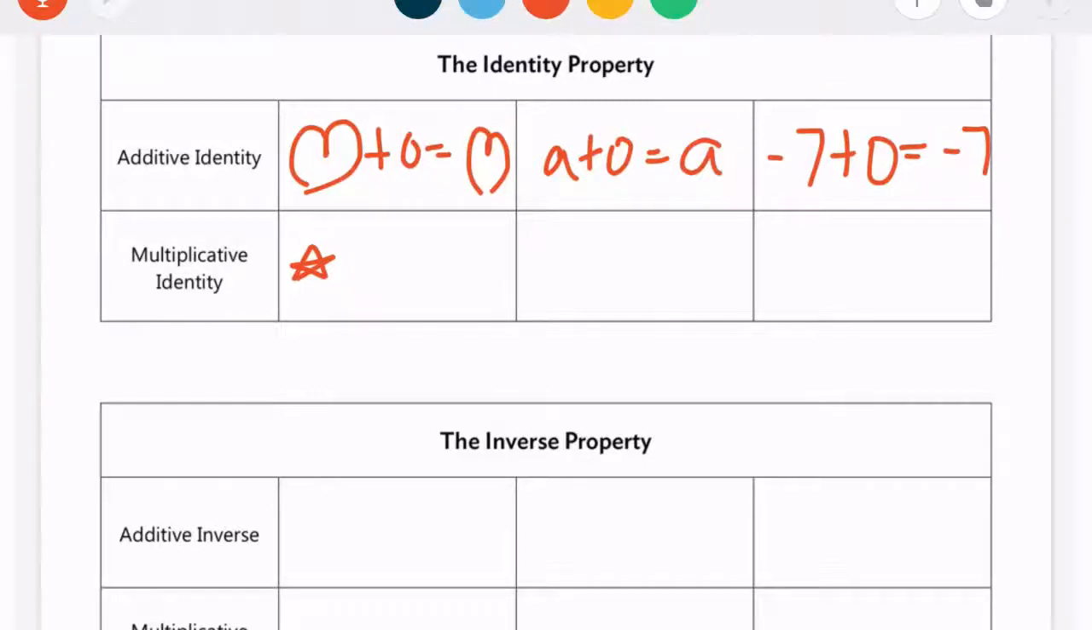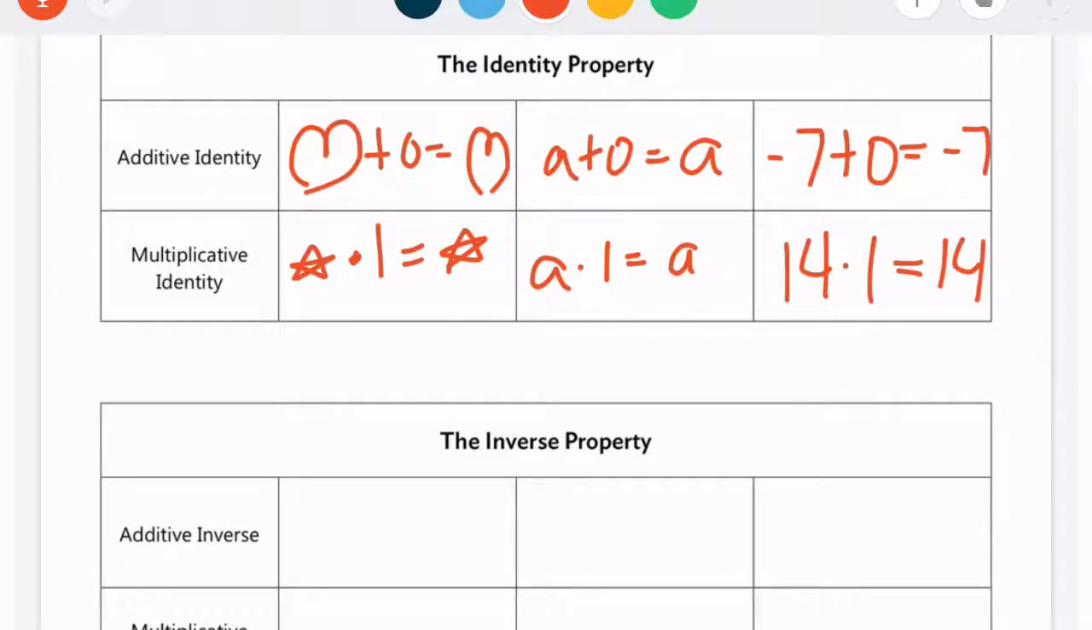Whoops, sorry, that should be a multiplication sign. All right, so for the multiplicative identity, you're thinking to yourself, okay, what can I multiply by? What number can I multiply anything by so it doesn't change its identity? Well, anything times 1 is going to be itself. So star times 1 is star, A times 1 is still A, and then a number example, 14 times 1 is still 14. So for the identity property, you are trying to either add or multiply a number so it doesn't change its identity.